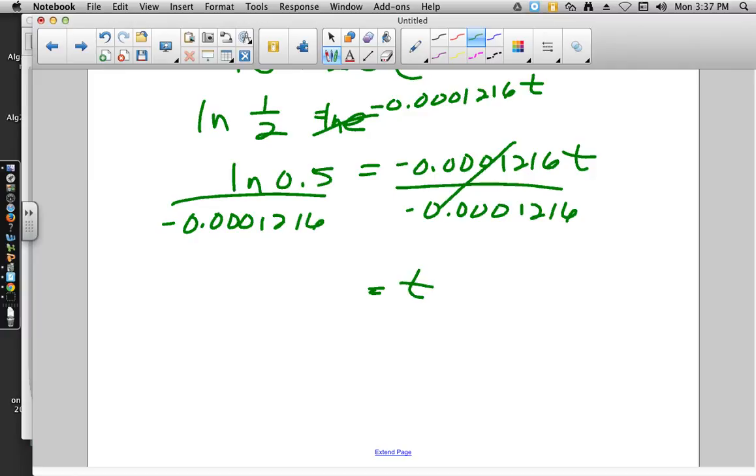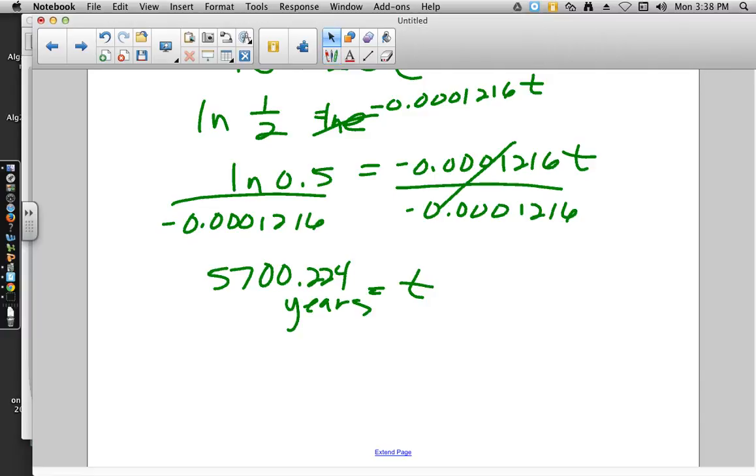So natural log of 0.5 divided by negative 0.0001216. And that is going to be 5700.224 years. So approximately 5,700 years with that decay model.